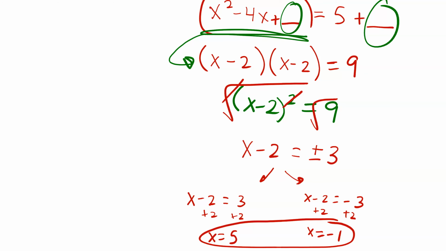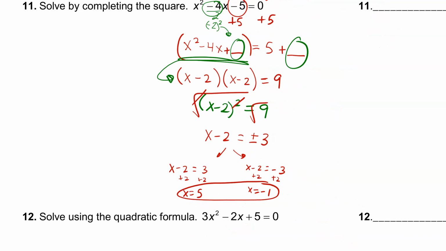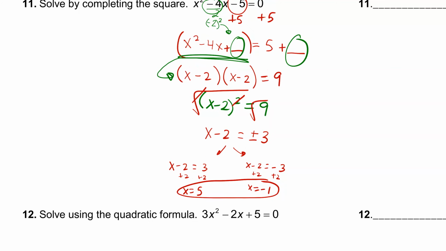So I did that in the notes. I showed you how to deal with one that's not a perfect square on the right side. Yep, we can. Number 12, solve using the quadratic formula. Are we good to move on? Wait a sec, so you're not writing too fast.